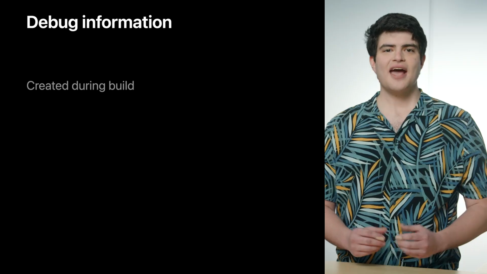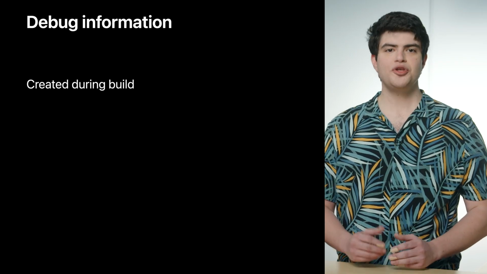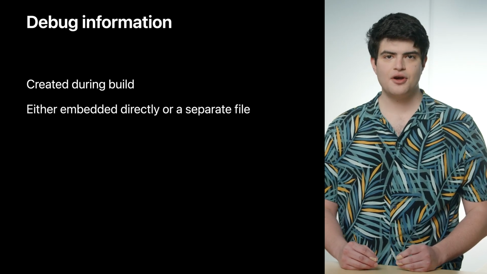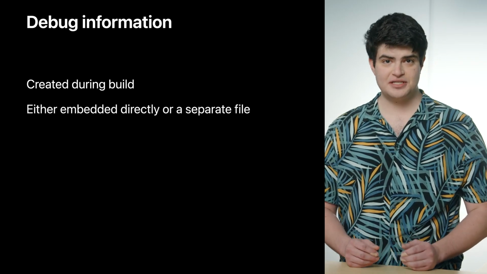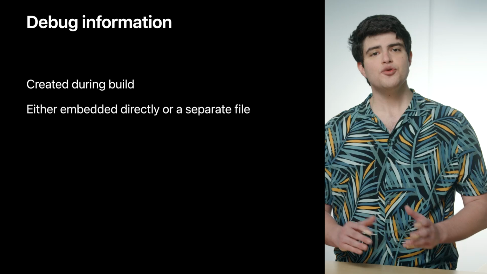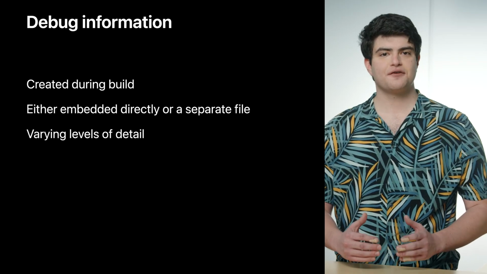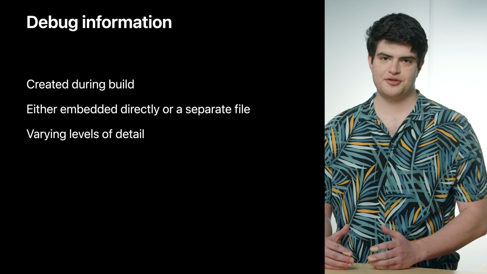Now we can discuss debug information, which contains the crucial links between the file addresses and the source code. Xcode creates the debug information when you build your app and will either embed it directly into your app binaries or store it as a separate file, such as a dSYM. There are a few categories or types of debug info. Each one offers a different level of detail for a given file address.